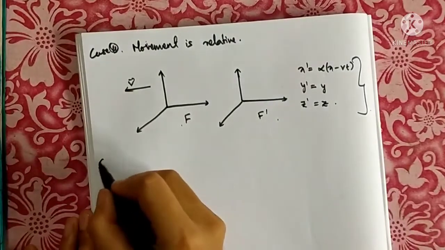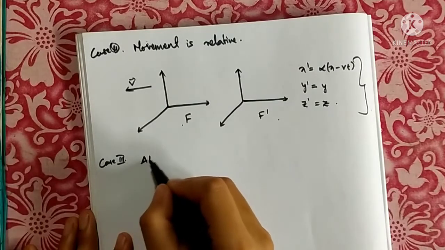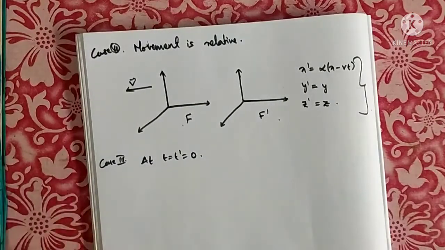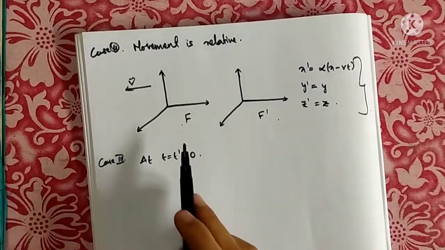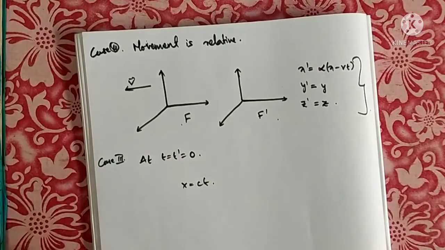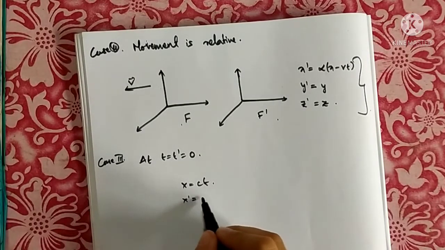And in case 3, at t equals t prime equals 0, a light leaves the origin of both reference frames and travels with velocity c. Within frame F, it travels a distance x equals ct, while in frame F prime, it travels a distance of x prime equals ct prime.